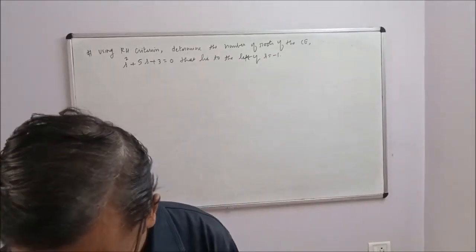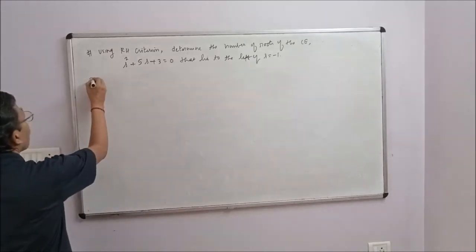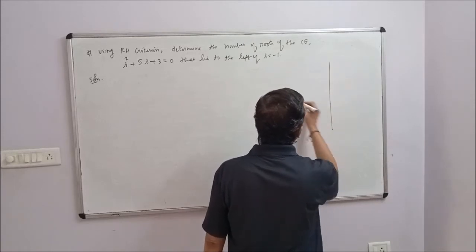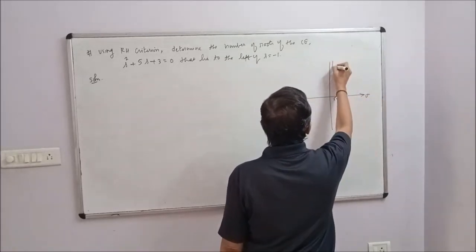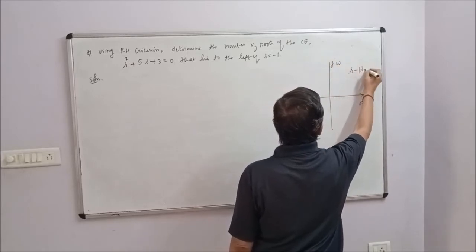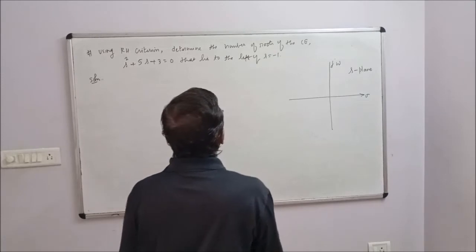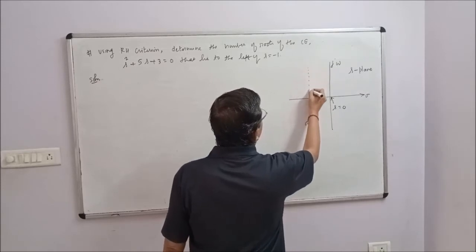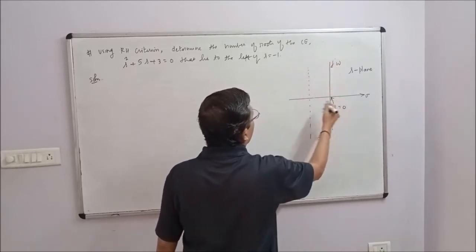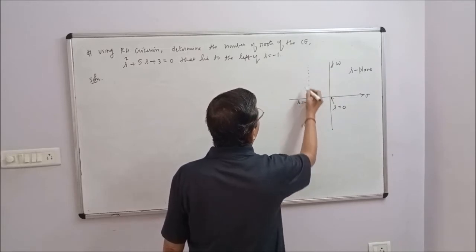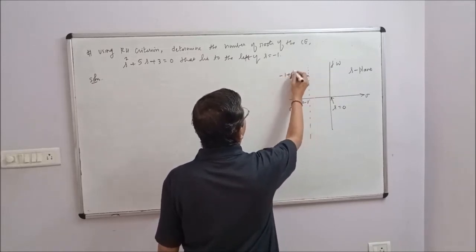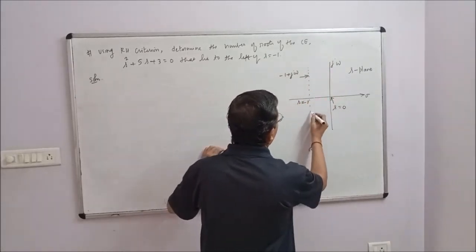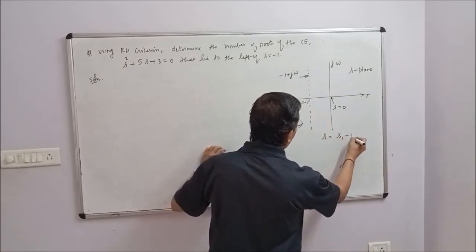That lie to the left of s is equal to minus 1. Solution. What we do is, S plane is a complex plane having real axis sigma, imaginary axis j omega. So this is the origin of the S plane, which is S is equal to 0. The vertical axis is shifted to S is equal to minus 1. What is the equation of this vertical line? It is minus 1 plus j omega. How do you shift vertical axis to S is equal to minus 1? Using the transformation S is equal to S1 minus 1.